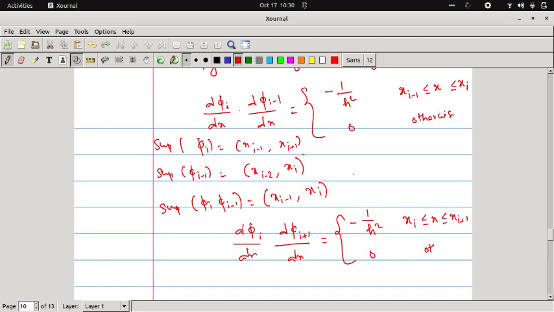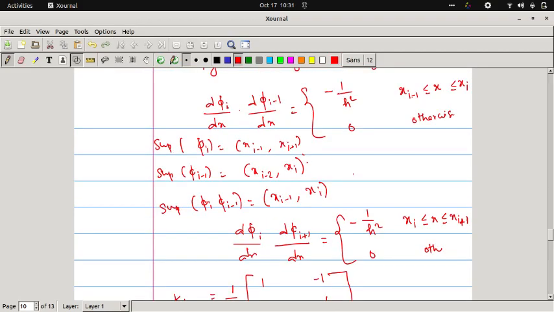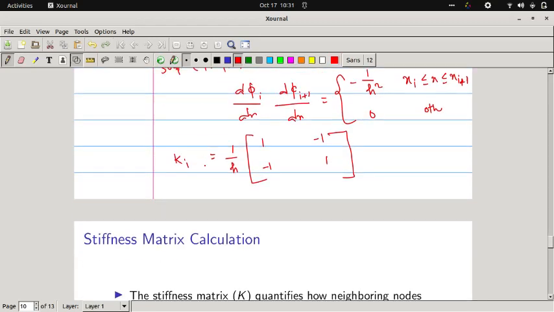0 otherwise. Because the reason is, the support of phi I is xi minus 1 to xi plus 1, and the support of phi I plus 1 is xi to xi plus 2. So the common support is xi to xi plus 1. So that is why in each element you will get k as 1, minus 1, minus 1, 1 divided by h square, but we want to take the integral over xi to xi plus 1, so we will get h.